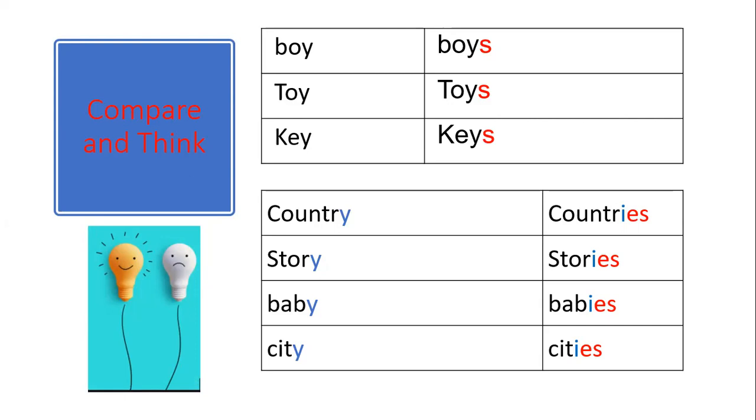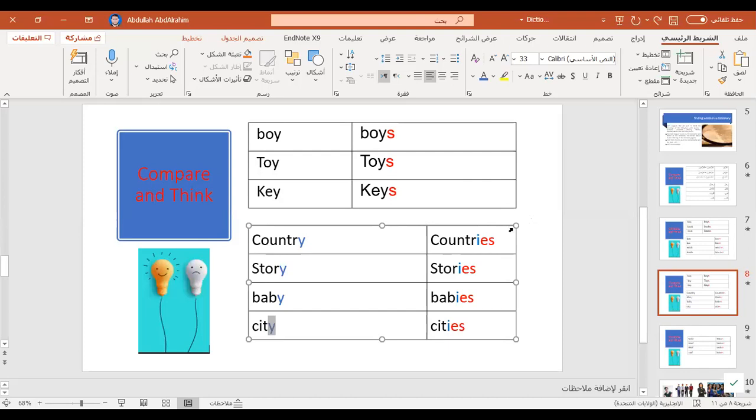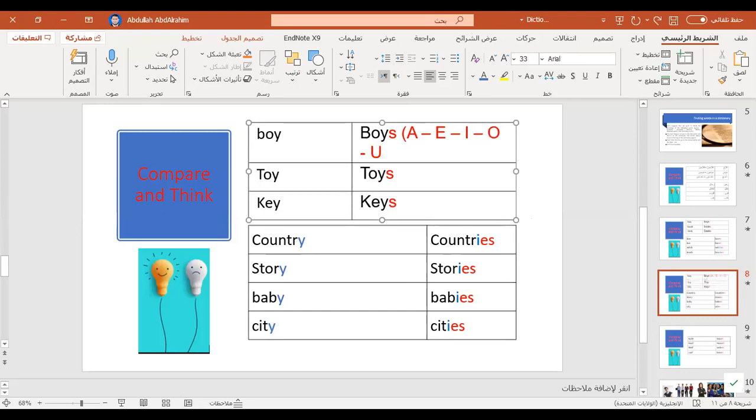You are right. Now let's explain. We have five letters, the weak letters, which in English we call vowels. What are they? Let's write them here. The vowels are A, E, I, O, U. These are the vowels in the English language.